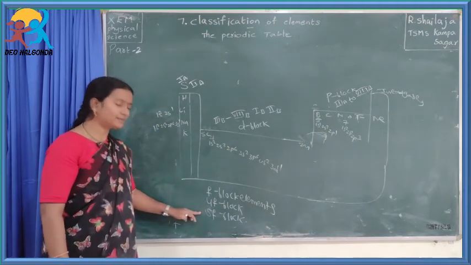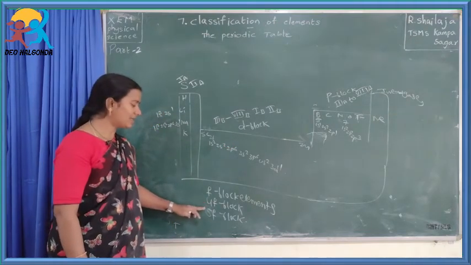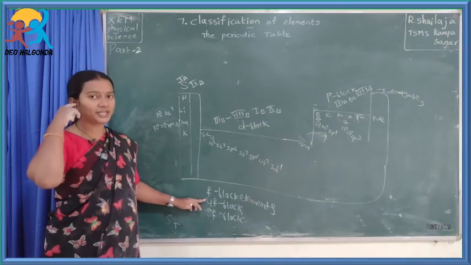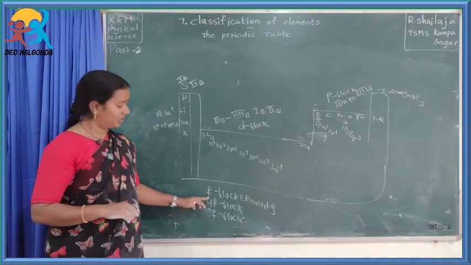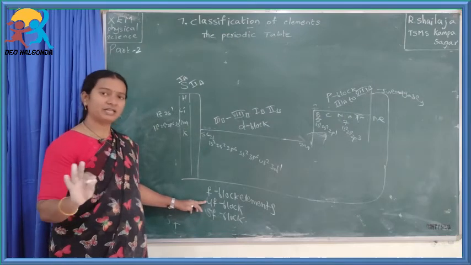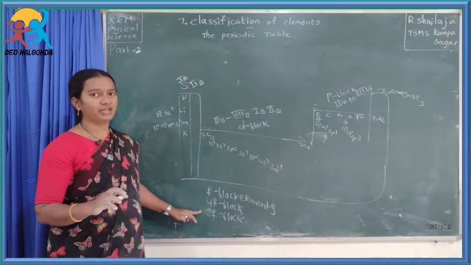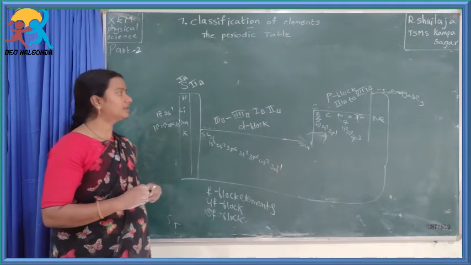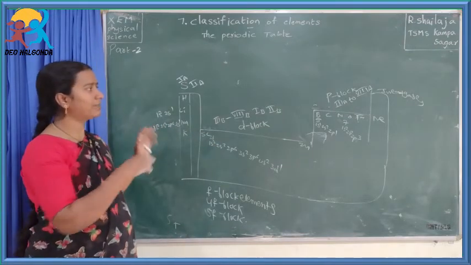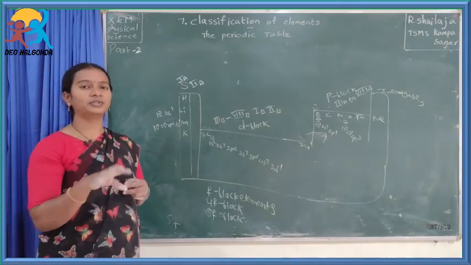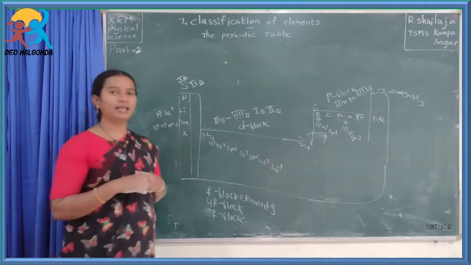And for F block elements, the last electron is also entering the f orbital, that is 4f and 5f. So this is the sub-classification of elements according to their blocks: S block, P block, D block and F block.